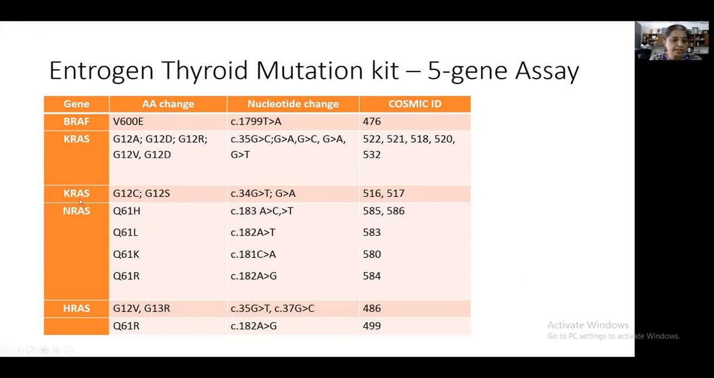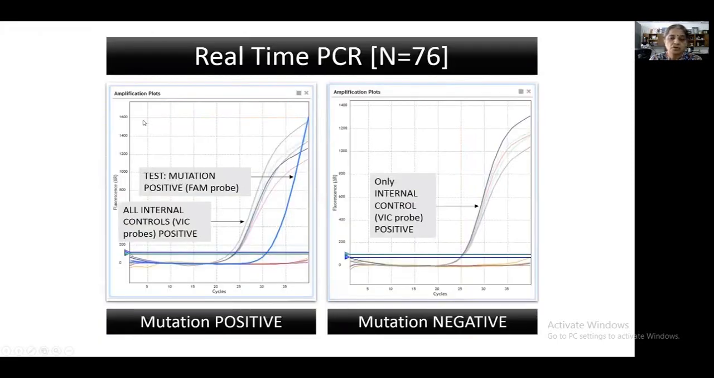So note that for KRAS, it is codon 12, for NRAS, codon 61, for HRAS, it is codon 12 as well as codon 61, for BRAF, it is V600E. So this is the kind of plots that you actually get. There are two probes. One is the VIC and one is the FAM.